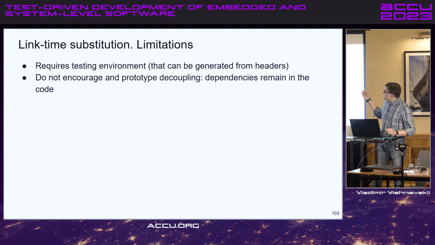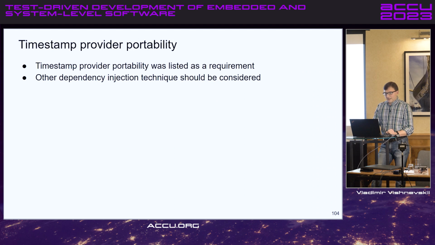But it requires a test environment that theoretically can be generated from headers, and we do not prototype any decoupling there. So the code remains as it is, which is part of the advantage, and also a disadvantage. We need to have a portable, decoupled design. Plus, we saw that there is a singleton, so if we want to run tests in parallel, we have issues, because the mock stays as a singleton.